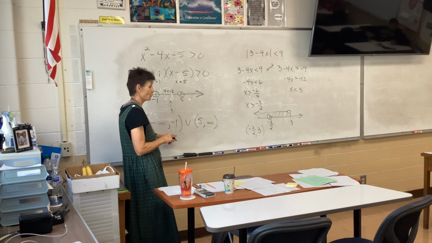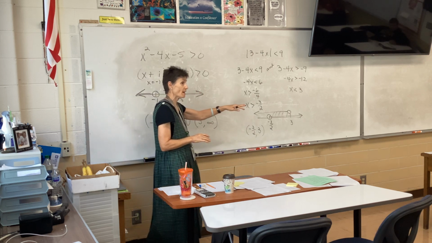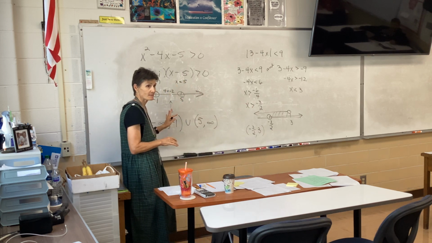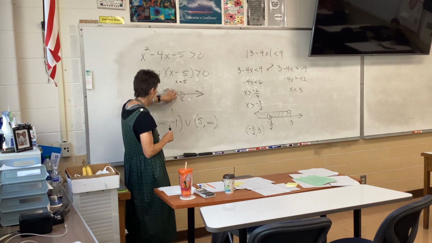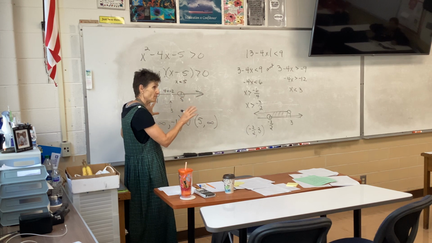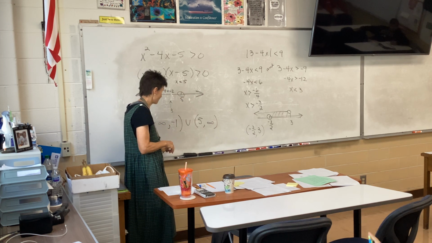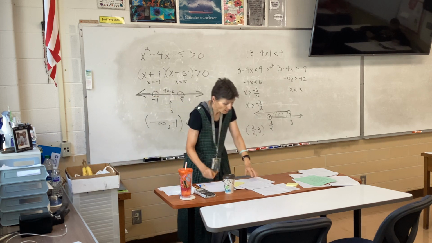So the answers are always going to look just like the absolute value answers, but how you get it's different. It's always going to be the middle part or the outside parts, but how you get it is going to be different. All right, that's enough. I can't do another one, so I will just stop there.